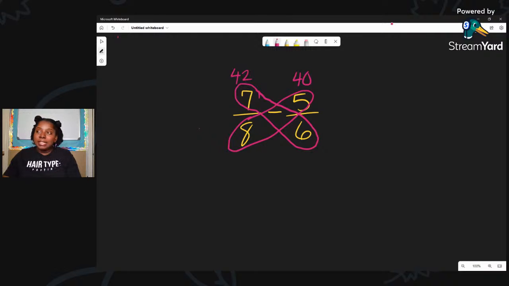There was a minus sign in the middle, so I'm subtracting these two. So remember, when there was a plus sign, I add. But since there's a minus sign, I'm going to subtract. And then multiply. 8 times 6 is 48 on the bottom. And on the top, we have 42 minus 40, which is 2. Okay? And that would be the answer.